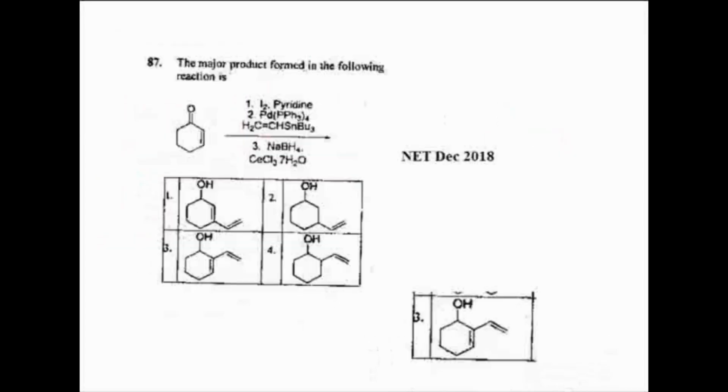3 is the answer. In this, the first step is iodination. So alpha beta unsaturated compound, iodination happens here. Next is Suzuki coupling, so here you will be getting CH double bond CH2. Now this is Lewis reduction, it will reduce only this. So this is the answer, 3 is the answer. Double bond is intact. Okay, so 3 is the answer.